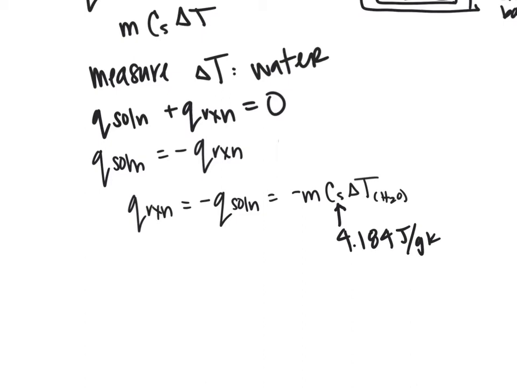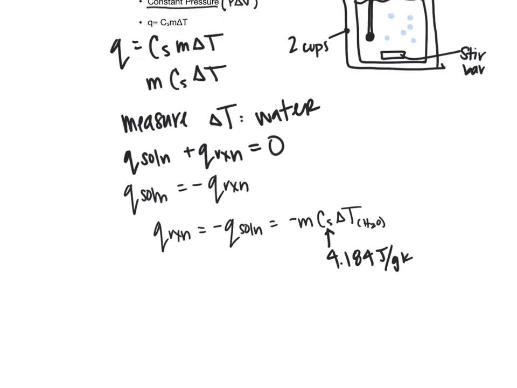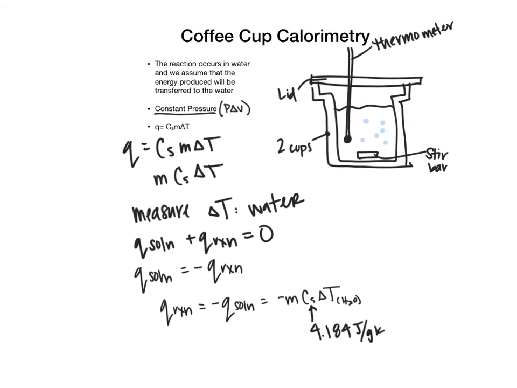I use this equation because it makes more sense to me. If you don't, you'll need to know whether the heat is coming out of the reaction or going into the reaction. In this case, by just knowing that we're measuring the temperature of the water, which is the surroundings, not the system, we can just invert the sign.